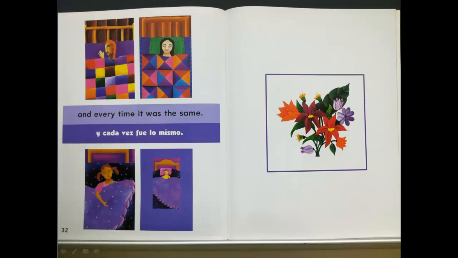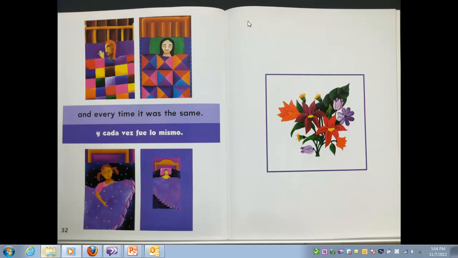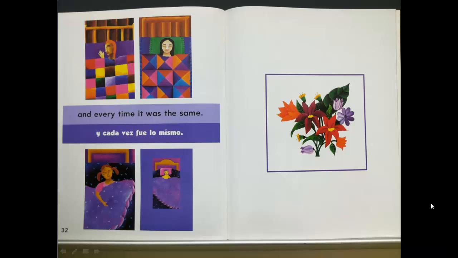Right. That is our... Oh, my mouse is frozen. Well, anyway, that is our story, Tortillas and Lullabies. And this story is about a family, the women in the family, so the girls, and how they treated their moms.